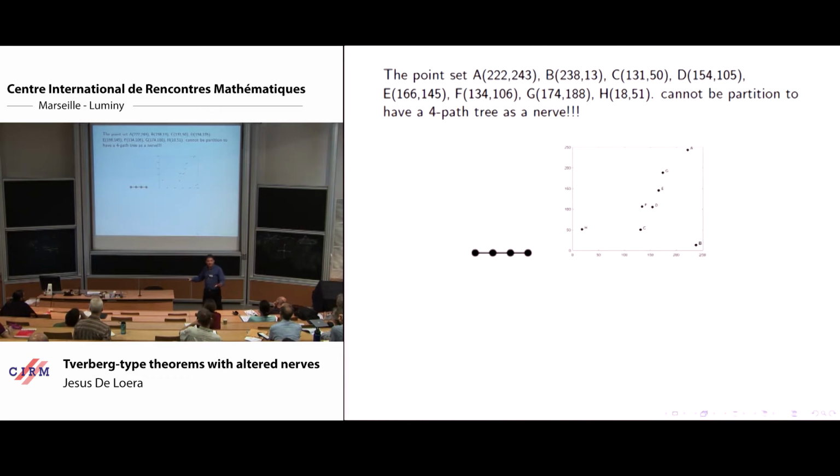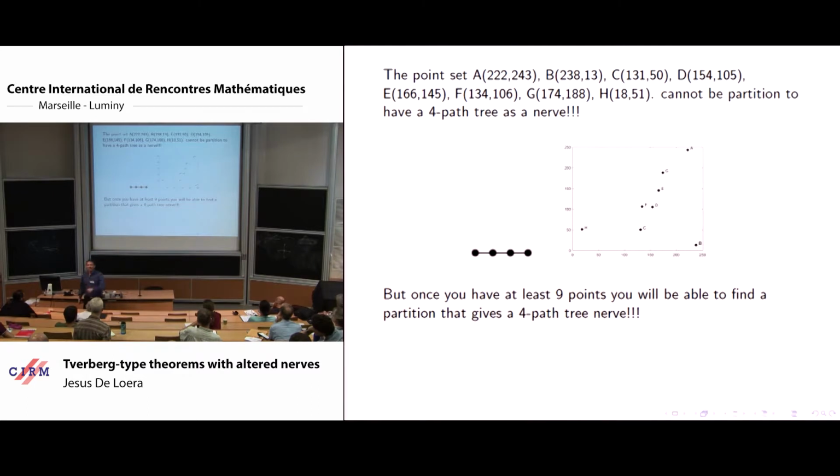It's impossible. But if you add one more point, if you give me any point configuration with 9 points, any of them, I will be able to get the length-four path. That's the point. So this is the kind of theorem that I'm looking for. It's a Tverberg type situation, but for a different nerve, for a different simplicial complex. Is the aim clear?